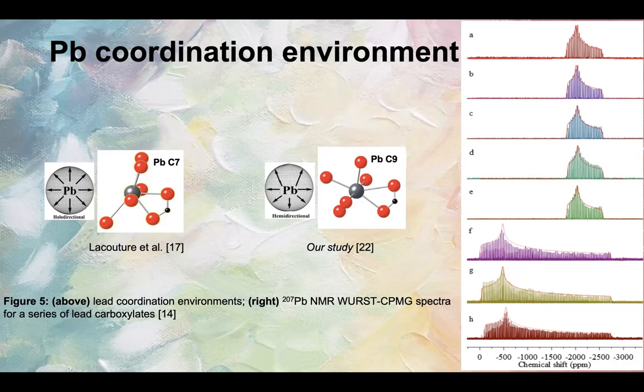And what you can see is that there is a definite grouping. The short chain carboxylates and the long chain carboxylates have different NMR spectra, indicating that there are two different packing groups for the lead carboxylates. Carbon-13 NMR as well as FTIR data also corroborate this data.